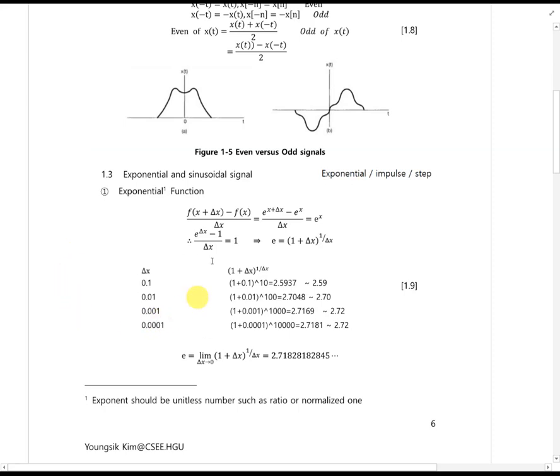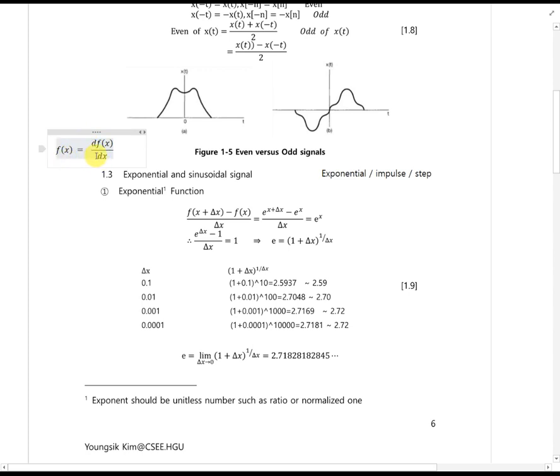Okay, now we get back to the original topic, exponential and sinusoidal signals. Let's consider this kind of equation. There is some function, and we can take a derivative, df/dx, but the differentiation and the original function are equal. Is there any function like this one? A function equal to its derivative. We would like to find that one.